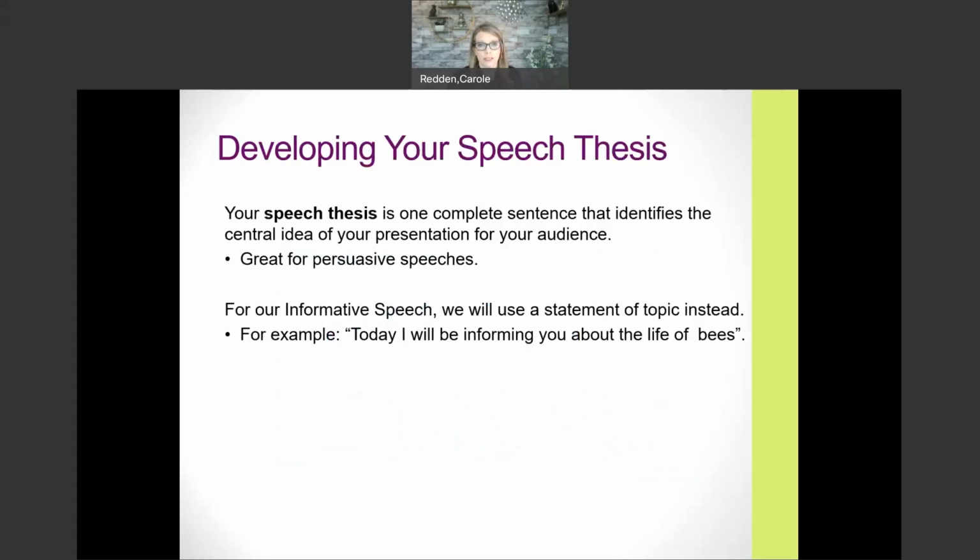So the speech thesis is one complete sentence that identifies what it is you're trying to convey to the audience. This is great for persuasive speeches in that we might want to say, today I want to encourage you, or I want to get you to vote. I'd like everybody in this room to vote before we leave. That's a really clear speech thesis.